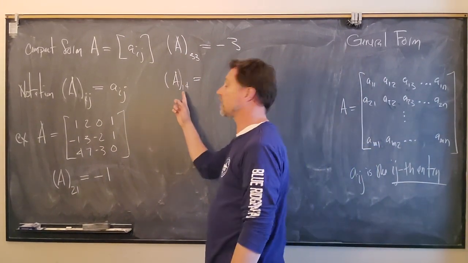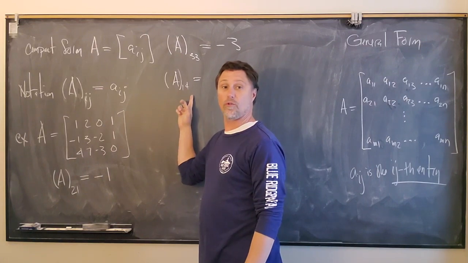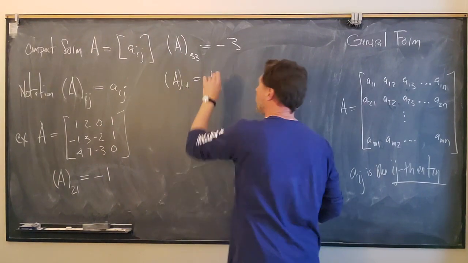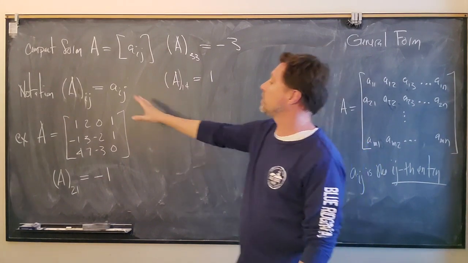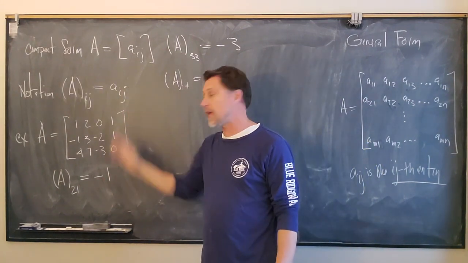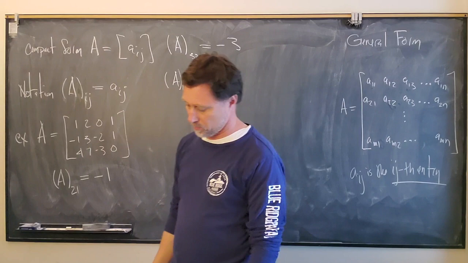Let's see, so that's asking for the entry that's in the first row, fourth column. So that's equal to positive 1. So this is just some notation. When you want to identify a particular entry, you can use this parentheses stuff.